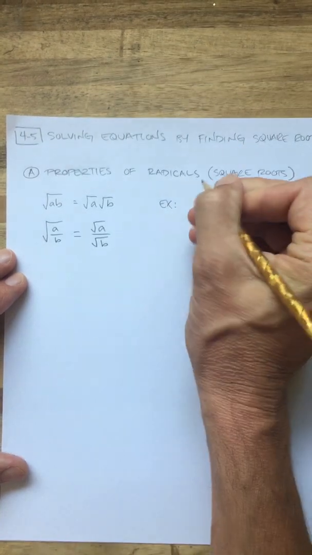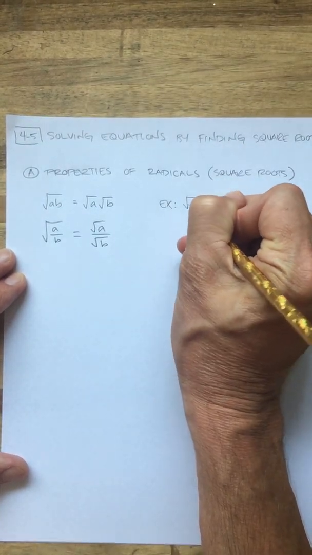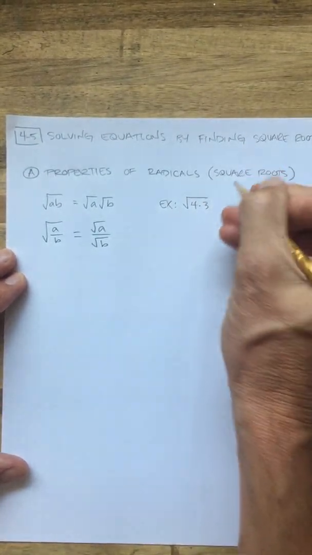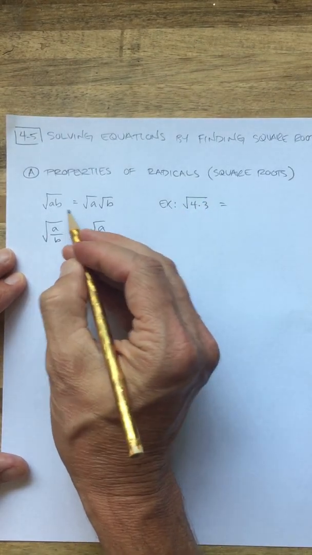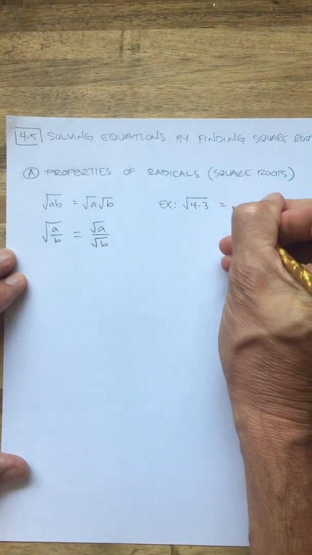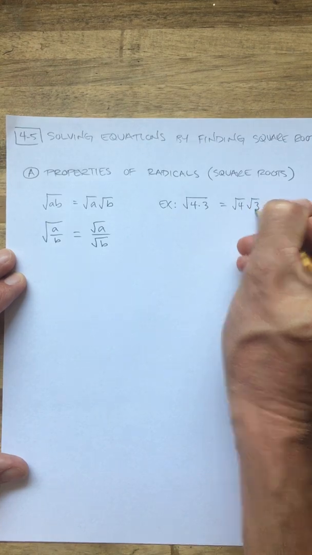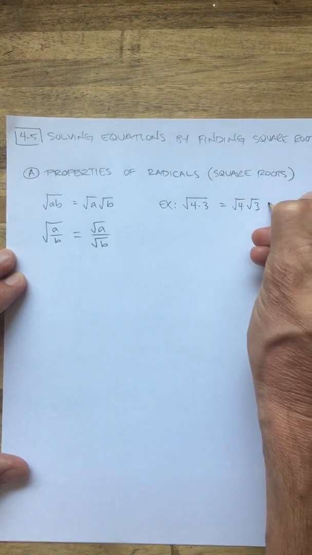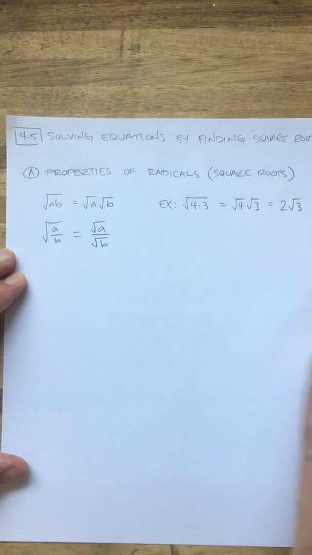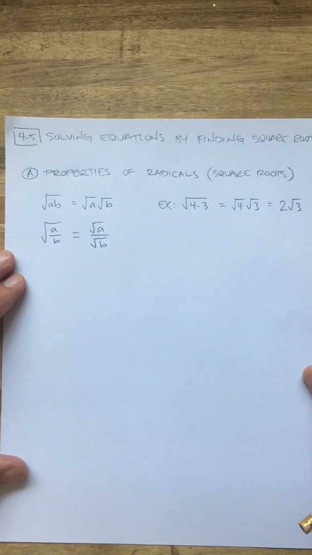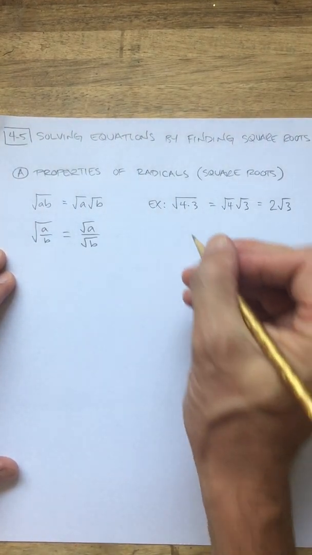I have the square root of 4 times 3. Well, that equals, according to this, the square root of 4 times the square root of 3. And the square root of 4 is 2, so this equals 2 times the square root of 3. Okay, that's that. All right, let's do another one.